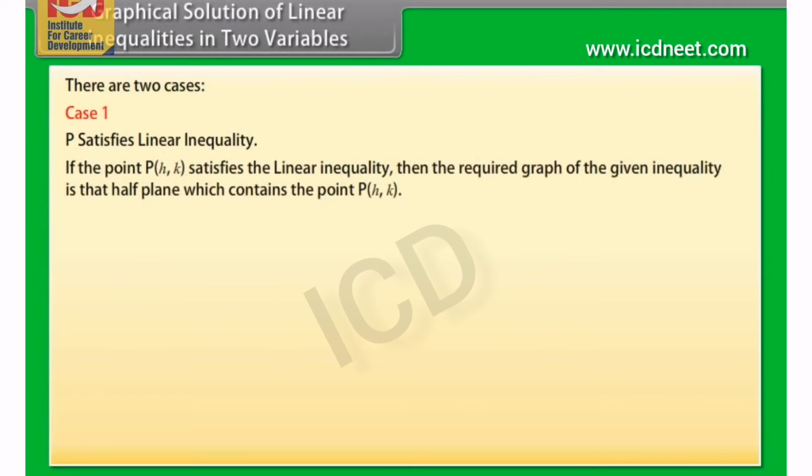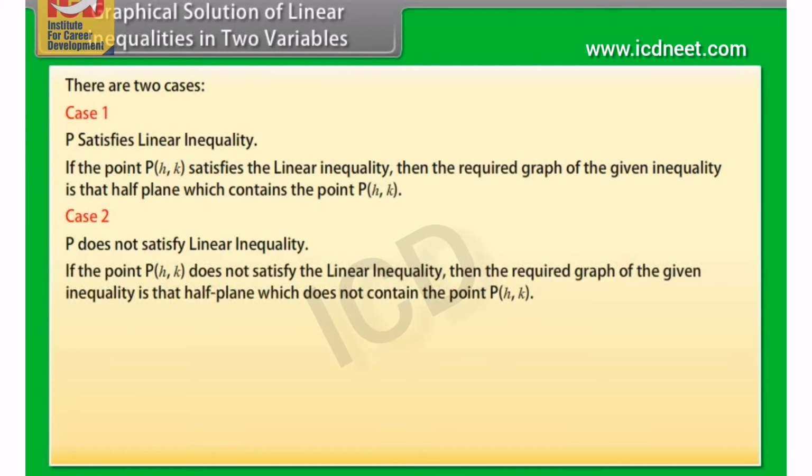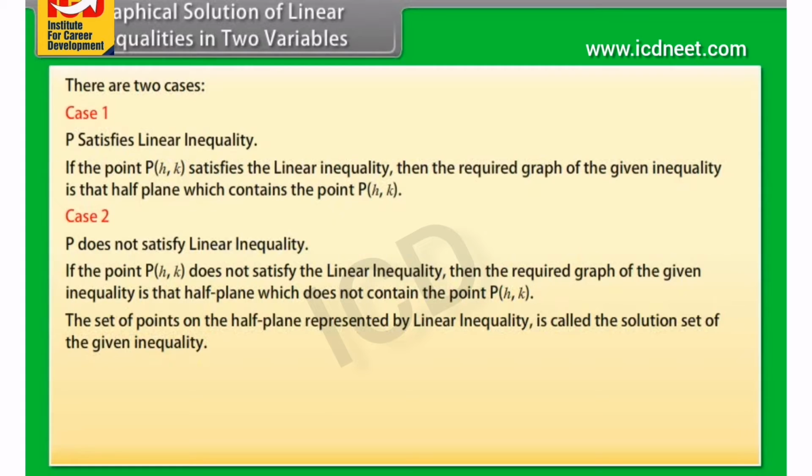Case 1. P satisfies linear inequality. If the point P(h, k) satisfies the linear inequality, then the required graph of the given inequality is that half plane which contains the point P(h, k). Case 2. P does not satisfy linear inequality. If the point P(h, k) does not satisfy the linear inequality, then the required graph of the given inequality is that half plane which does not contain the point P(h, k). The set of points on the half plane represented by linear inequality is called the solution set of the given inequality.